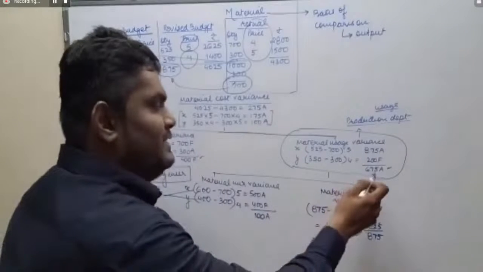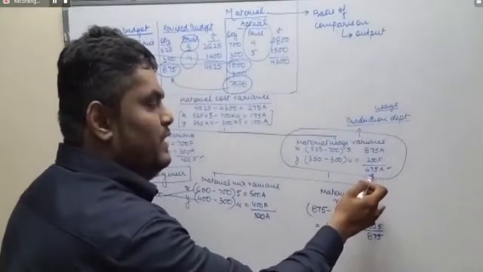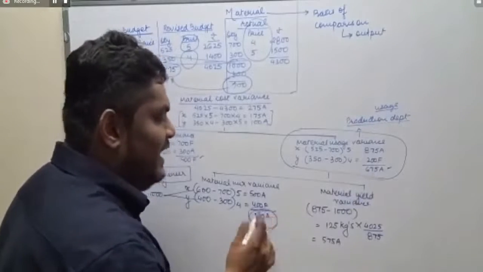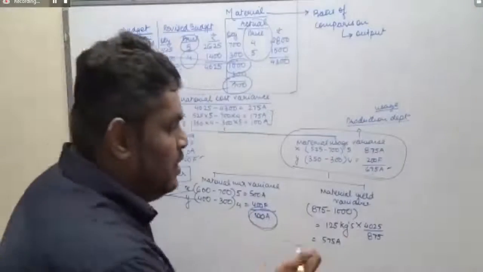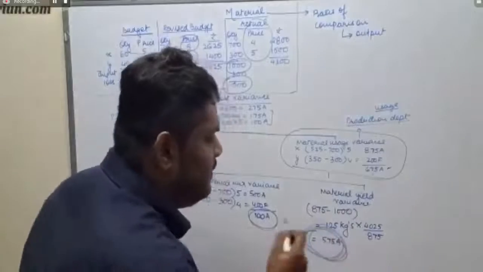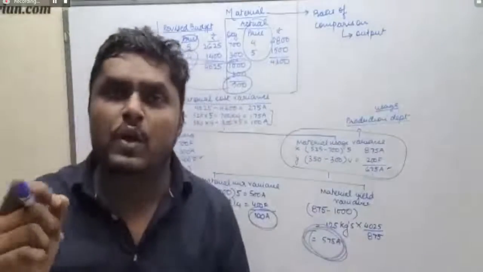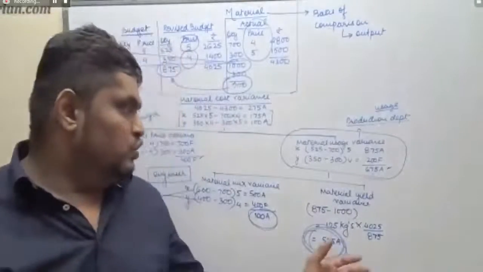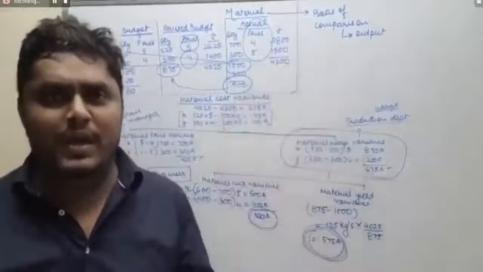Why? Because 675 adverse is the total usage variance, of which 100 adverse is due to change in mix. So this much will be due to change in overall usage of the material. So if you have any doubts till now, you can ask me.